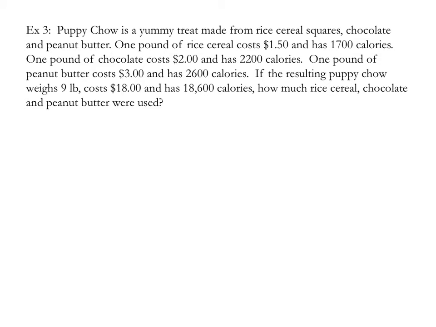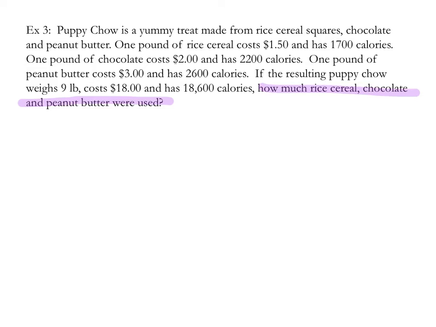The resulting puppy chow weighs 9 pounds, costs $18, and has 18,600 calories. How much rice cereal, chocolate, and peanut butter were used? So step 1, define our variables. Find your question. That is telling you all of your variables right now.